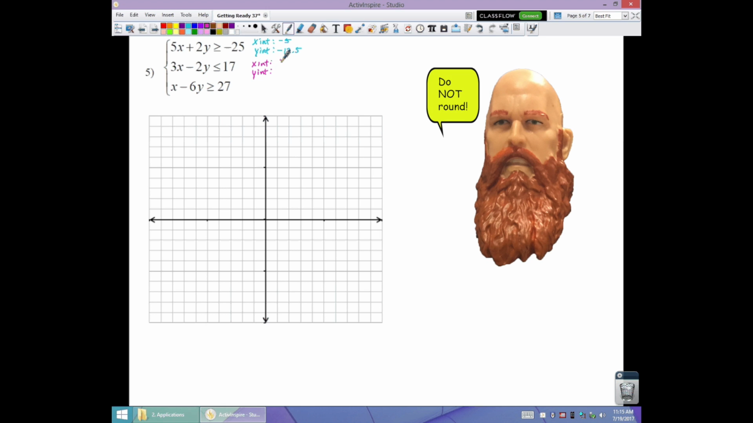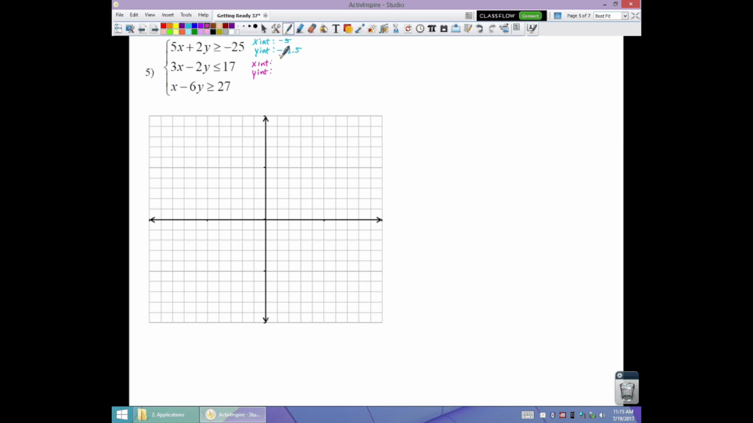We do not, however, want to make it a decimal. Do not make it a decimal. So we can divide and think of it like a mixed number. 17 divided by 3 is 5 2/3. That would be easy for you to graph. The y-intercept, we cover up the x's, divide 17 by -2, we have -8.5.